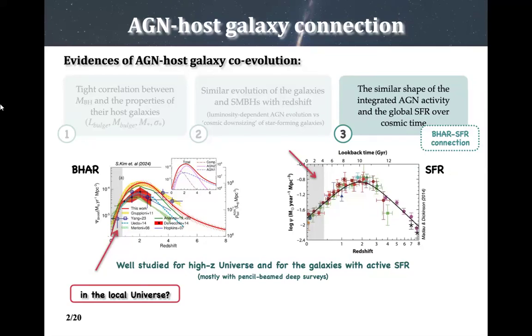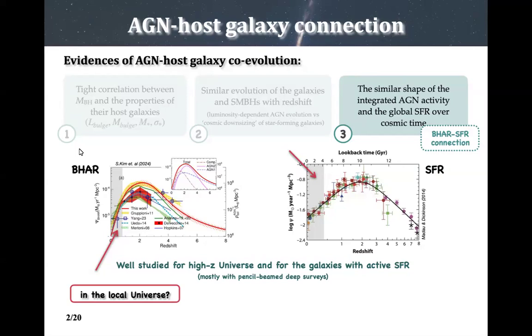And we know that the shape for them is quite similar. They slowly rise from the early universe up to redshift 2, 3, and peak at that redshift. And then they rapidly decline toward the local universe. So here's the question: what's going on with the local universe?